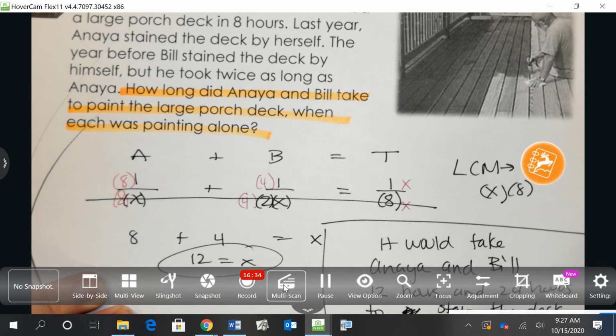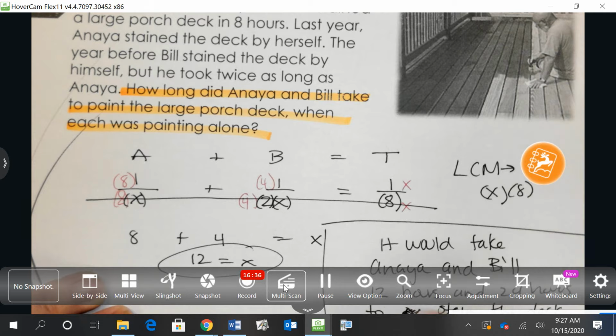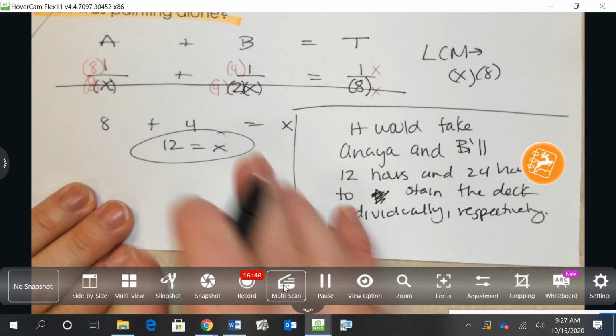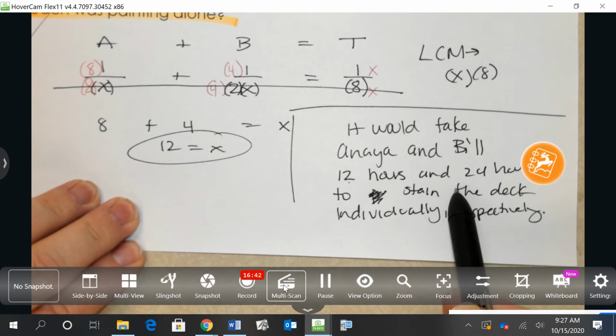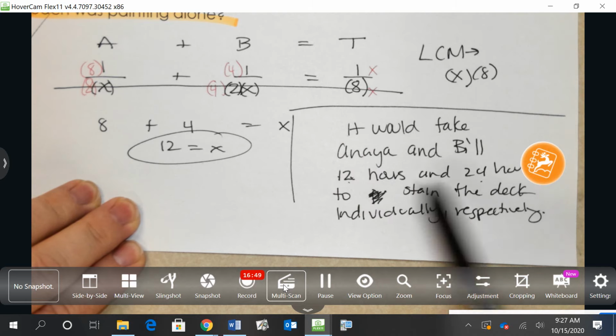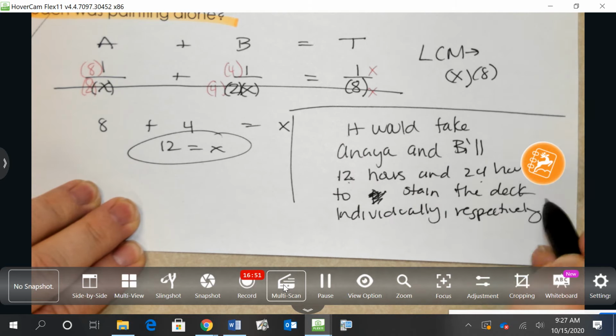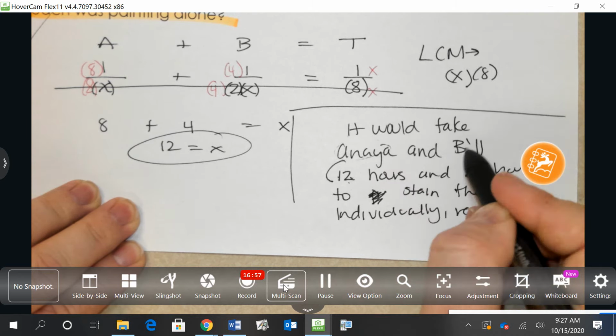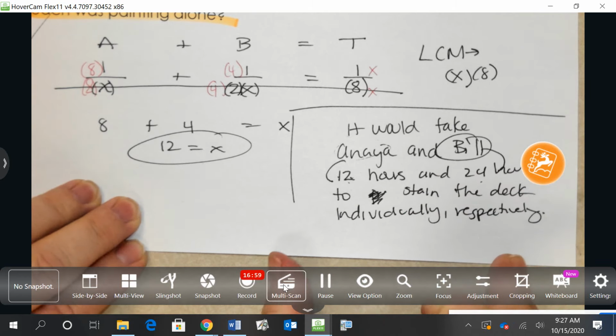And I'm going to write the word respectively behind. What respectively means is that when I provided two numbers, the first number goes with the first name. It would take Anaya and Bill 12 hours and 24 hours, respectively, to stain the deck by themselves or individually. Again, respectively just means the first name goes with the first number. So Anaya takes 12 hours, Bill takes 24.